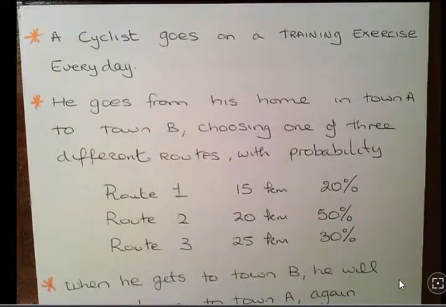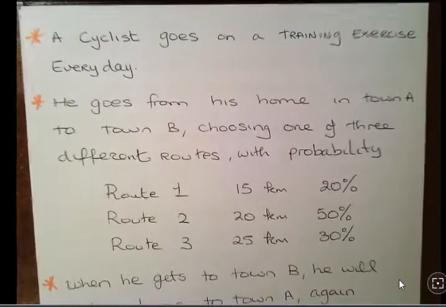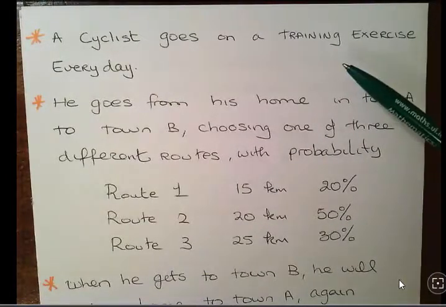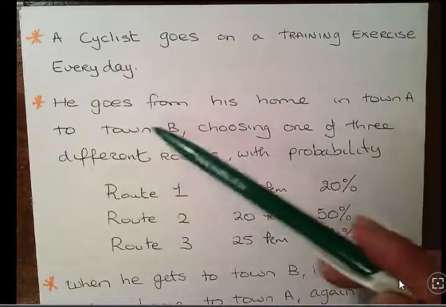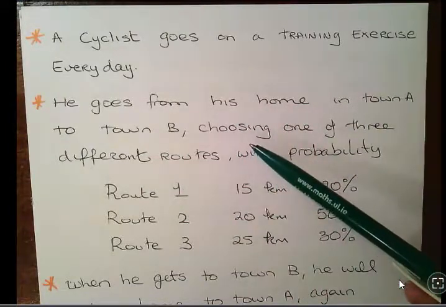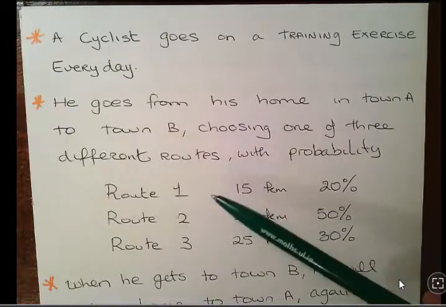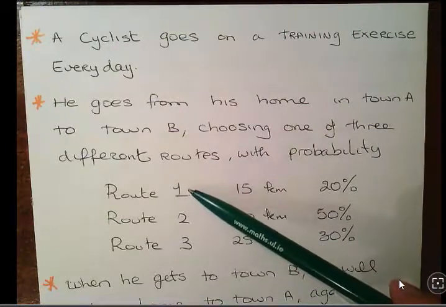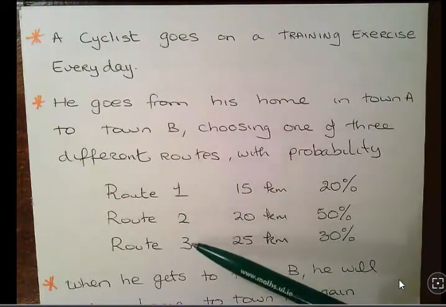Okay, a cyclist goes on a training exercise every day. So this is just a sort of probability tree exercise. He goes from his house in town A to town B, choosing one of three different routes with the following probabilities. So essentially, there's a choice between route 1, route 2, and route 3.